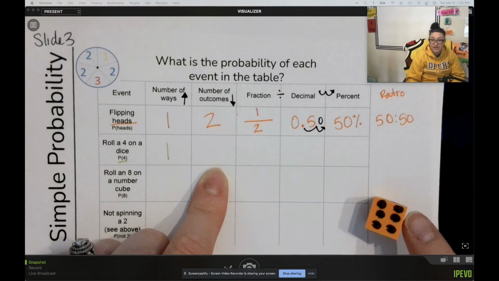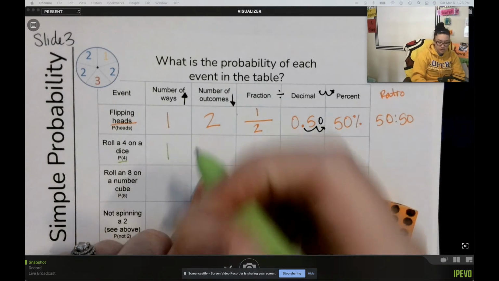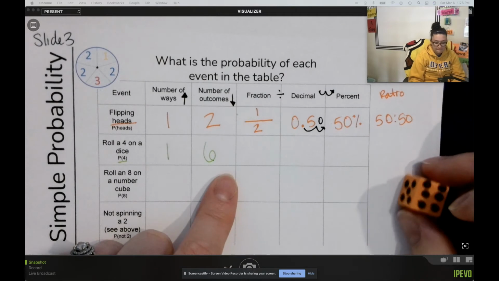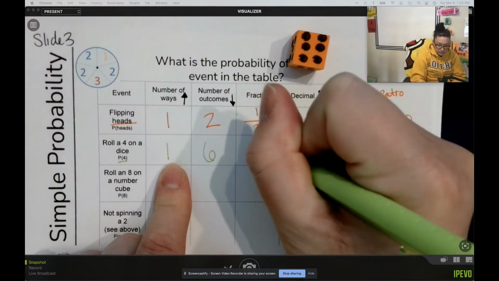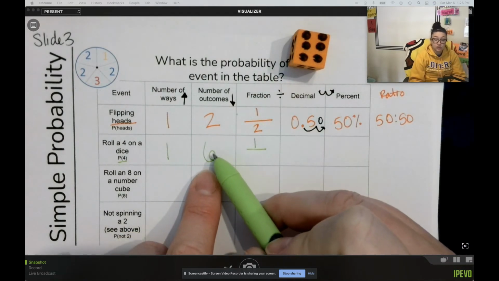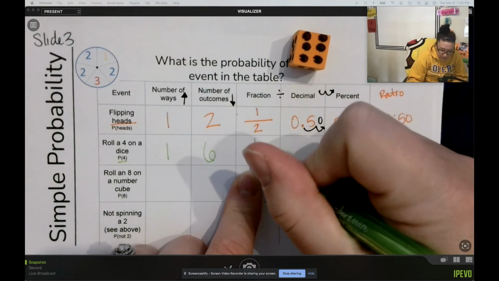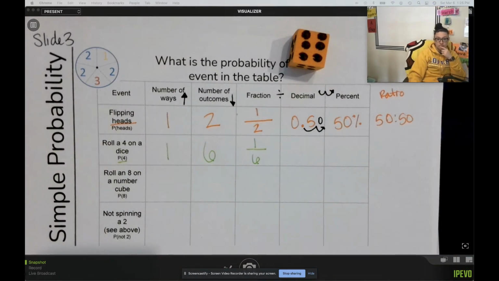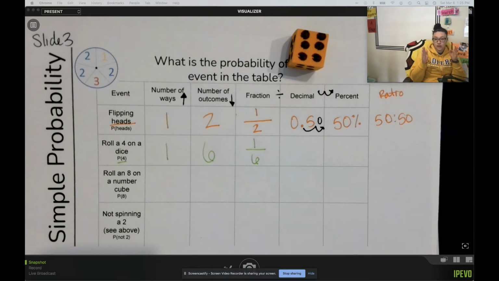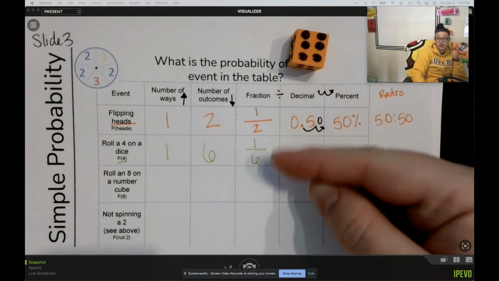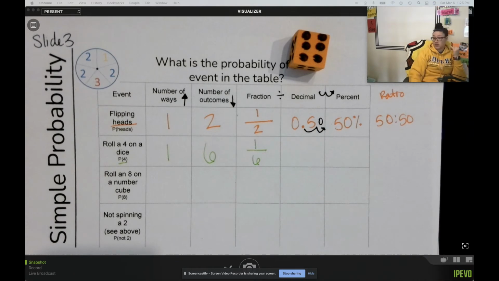There's 6 sides, so that means there's 6 numbers that I could roll. Again, the number of ways goes on top. The number of outcomes, or the total number of things that there are, goes on the bottom. Your probability will always be between 0 and 1. If you flip these around, like if you put 6 over 1, that simplifies to 6. That's not possible. That means you flipped them around. Your probability can never be more than 1 or 100%.